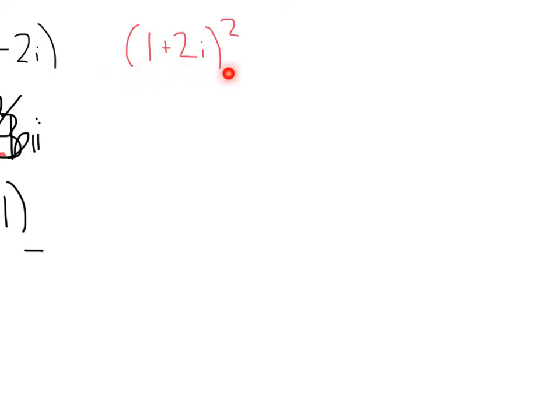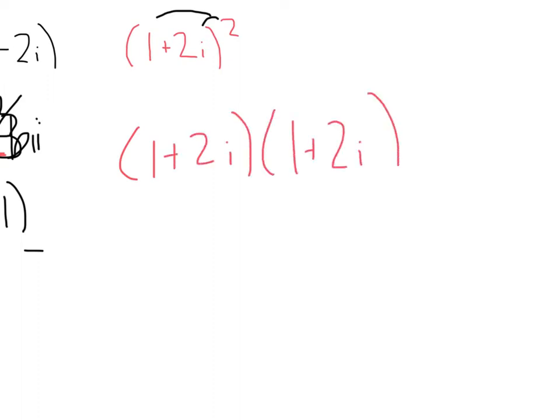1 plus 2i squared. Now, be careful not to make the mistake where people distribute the square to give them 1 squared plus 2i squared. That is incorrect. We need to square the entire parentheses. And remember, that's going to give us 1 plus 2i times 1 plus 2i. Then we're going to distribute just like we did before.